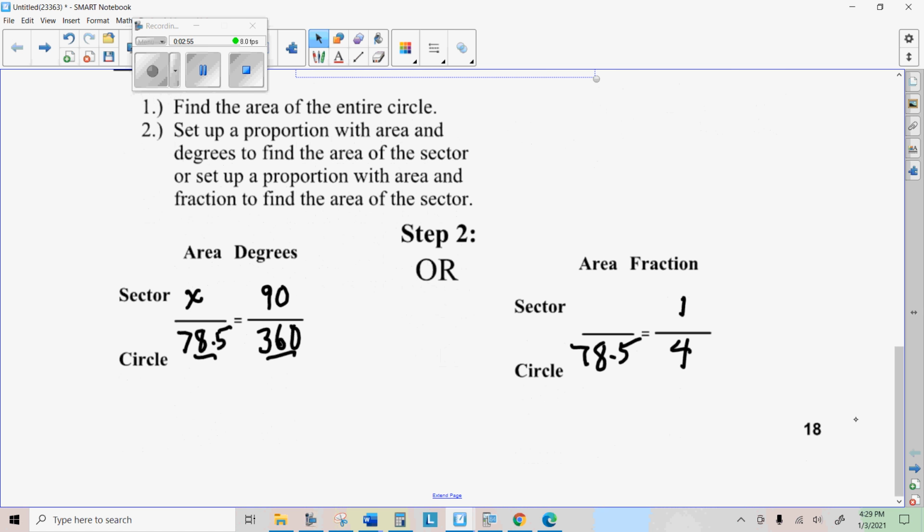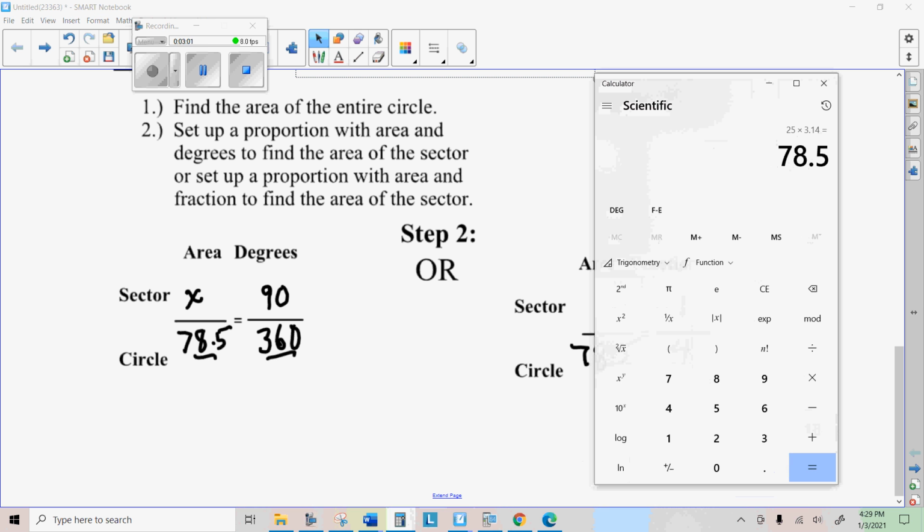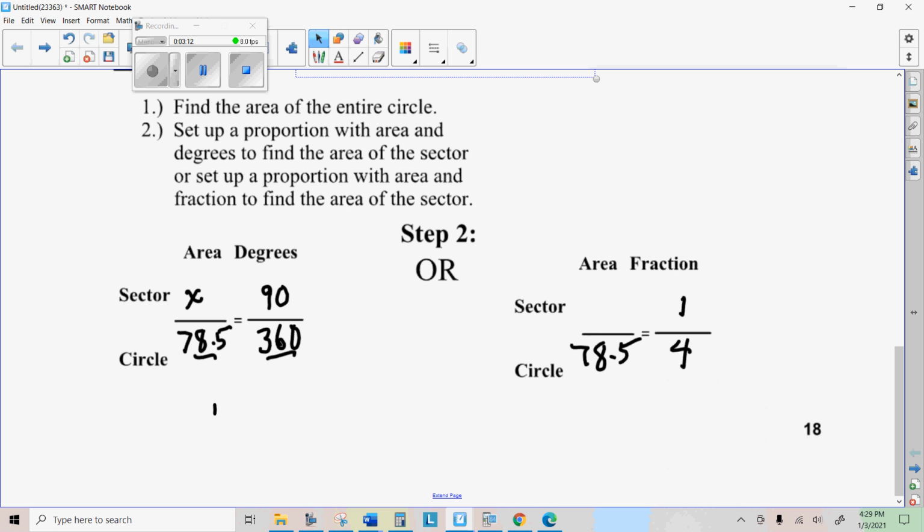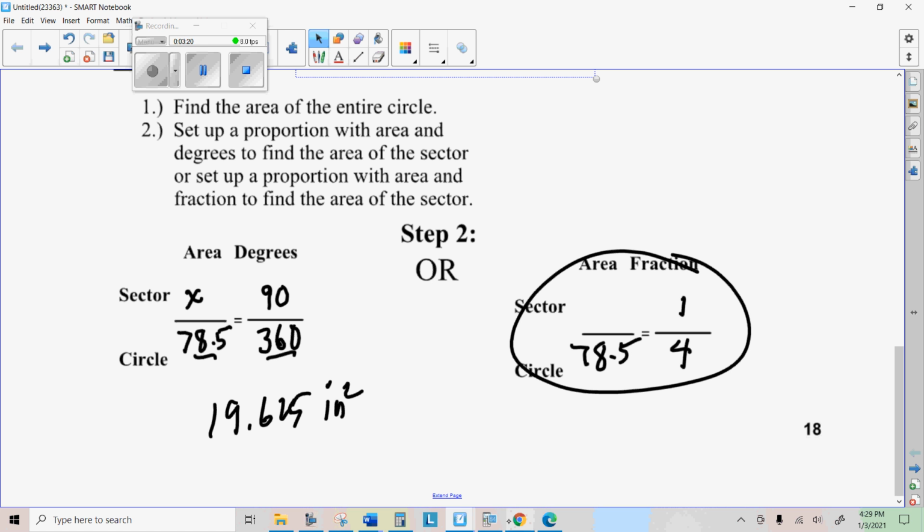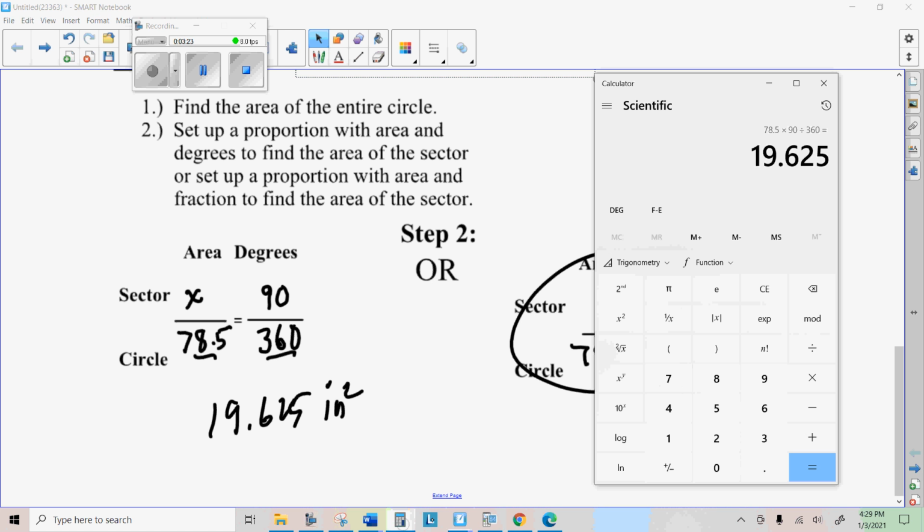So I'm going to do 78.5 times 90 divided by 360, which equals about 19.625. Or if I use this, I'll show you that you will get the same thing. We want to do 78.5 times 1 divided by 4, which is the exact same number. All right, so either way works.